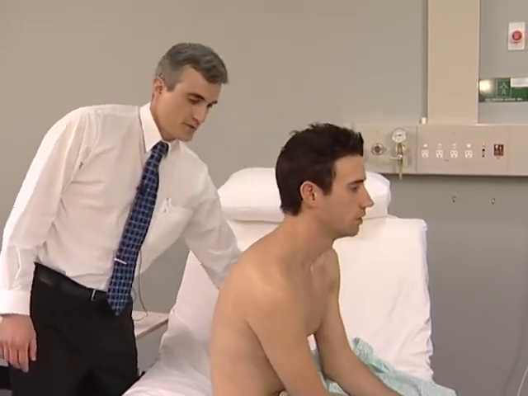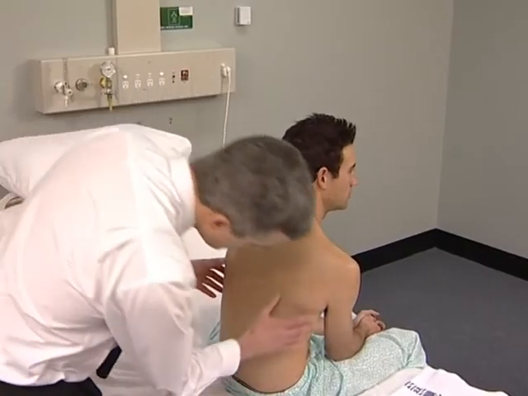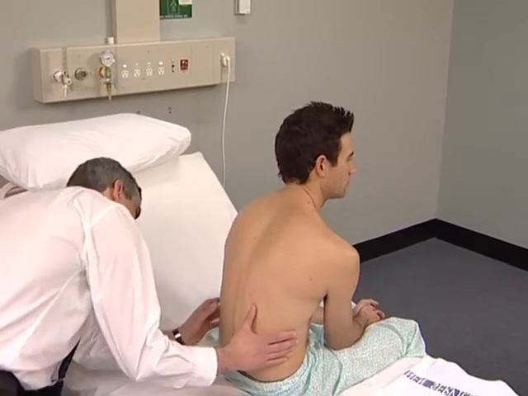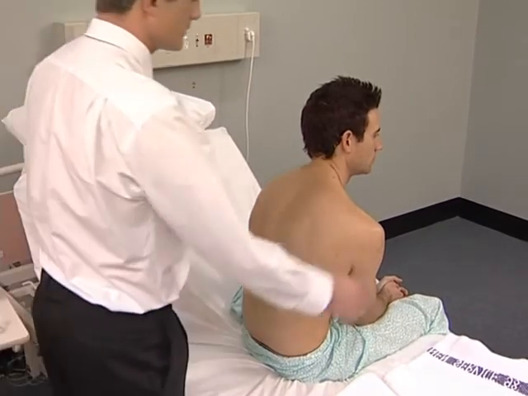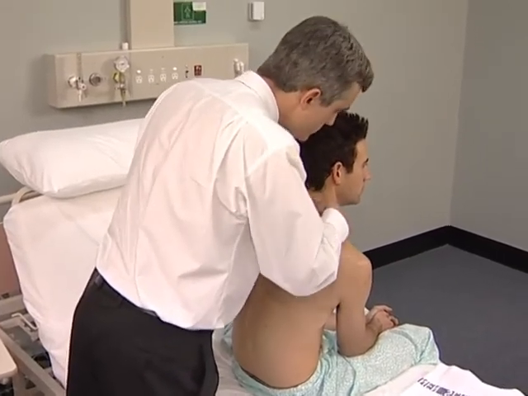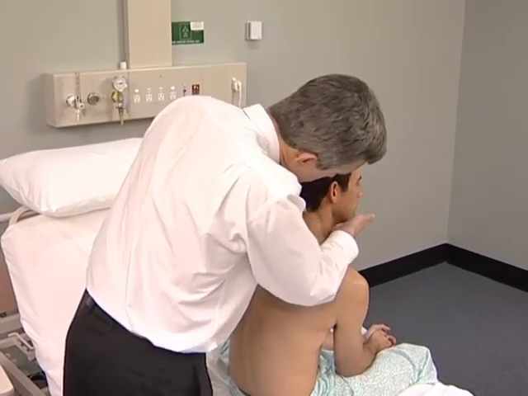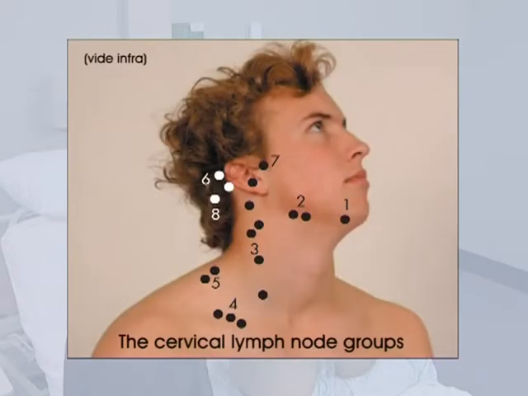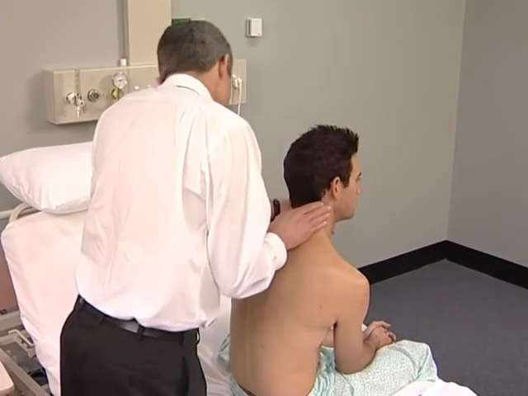Sit the patient over the edge of the bed. Look at the shape of the chest and spine. Look for thoracotomy scars that may indicate previous lung surgery. The cervical lymph nodes are best examined from behind the patient. Some people find it easier to examine the supraclavicular nodes from this position.